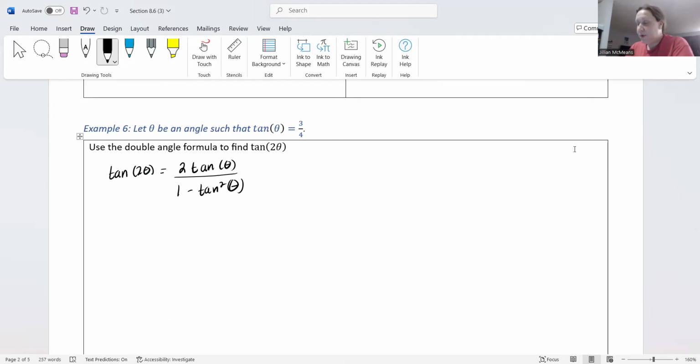So I don't really need to build any kind of a triangle here because I don't need to know any of the other trig functions. I don't need to know what sine or cosine are because they're not part of this formula. I already know what tangent is, so I'm good.